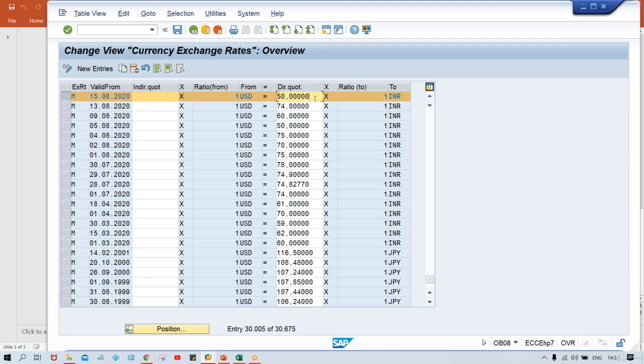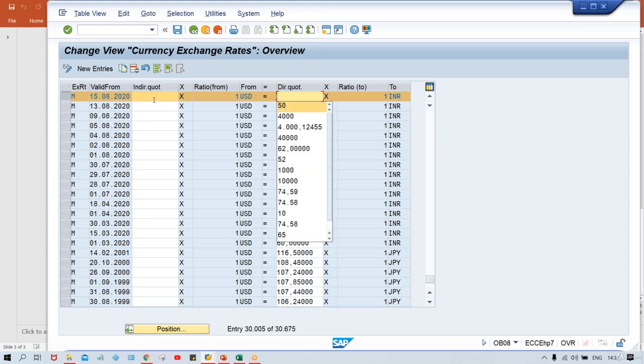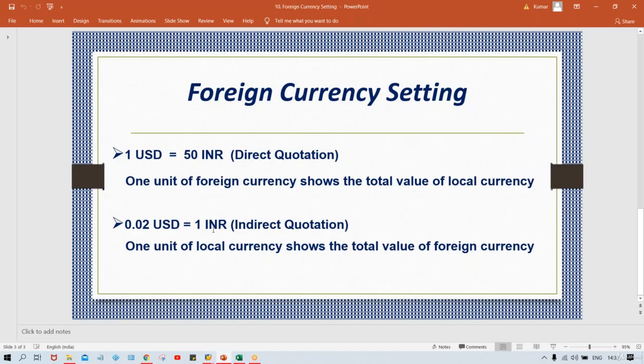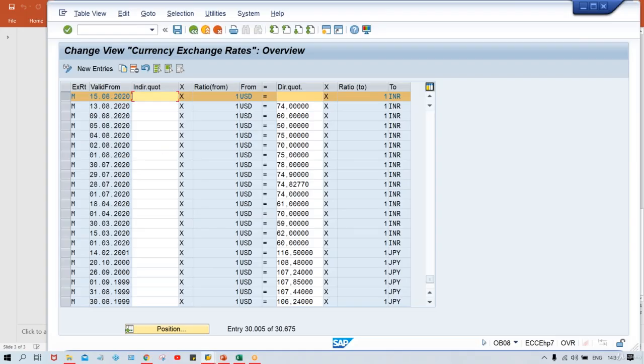Or else here also we can specify the rate. So 1 USD equals 50 INR, right? So 1 Indian currency equals how many USD, guys? 0.02 USD. So this rate can be specified here, 0.02 USD. If you are going to specify this, I think the format is incorrect, so I'll have to give a comma here. Okay, so 0.02 I've specified. So this is also going to give you the same meaning.